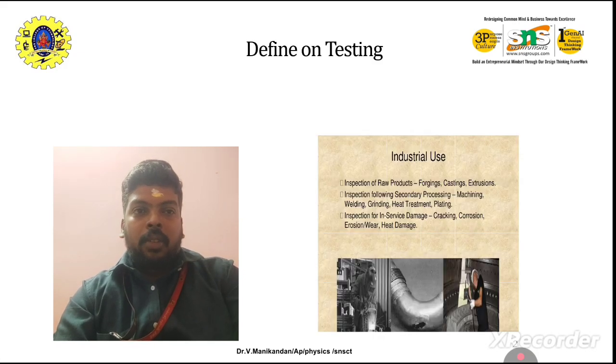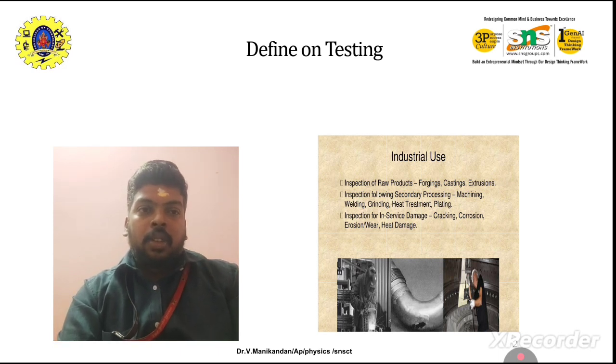Next we have to define. Define is used for industrial purposes: what the material is, which industry it belongs to, and which application it is used for. Based on that, we inspect and test the material according to its category.